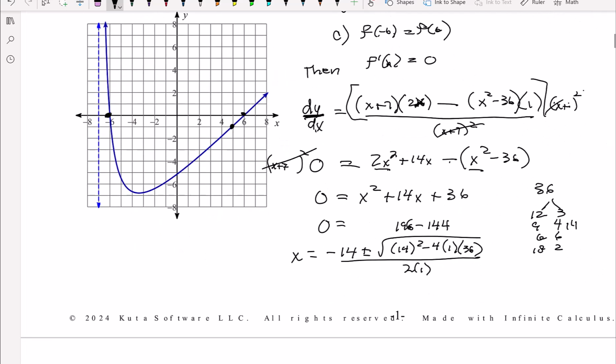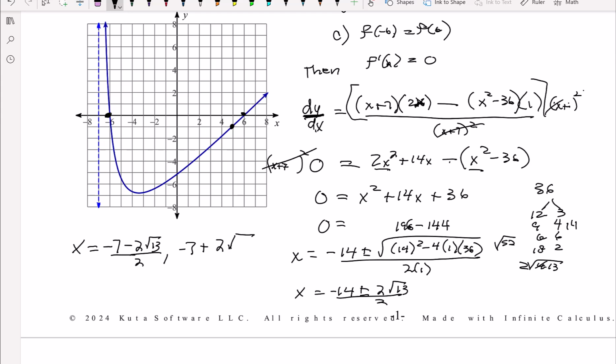When you plug that in right there, so what is that? I'm doing this all in my head. I don't know if this is a good idea. 72, that's 144. So 196 subtract 144 looks like 52. And then 52 is 4 times 13. So we have x is equal to negative 14 plus and minus 2 root 13 all over 2. So that simplifies. x is equal to negative 7 subtract 2 root 13 all over 2, and negative 7 plus 2 times root 13 all over 2.